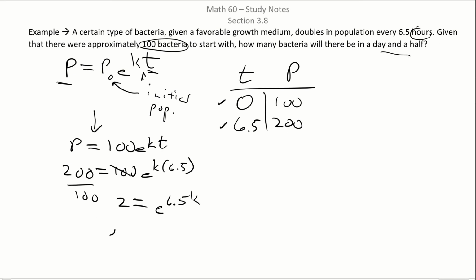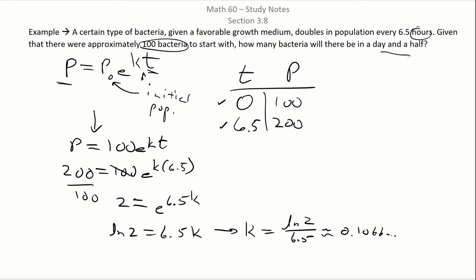Next step, natural log: 6.5K, and you know what? Here's a computation for K. K is equal to the natural log of 2 all over 6.5. Now that one I plunked into the calculator if I can find it. It is about 0.1066.